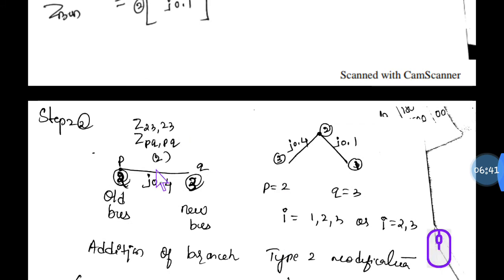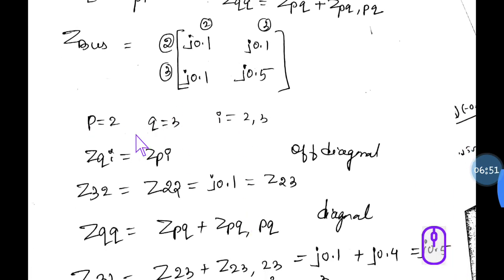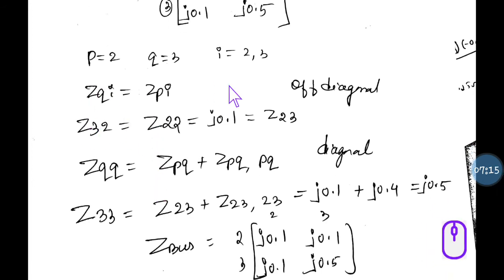As you know here, p is equal to 2, q is equal to 3, i is equal to 2 comma 3. So first you find the off-diagonal value; 2 2 is already there. Now find 3. Take the formula Z of Qi is equal to Z of Pi, q is equal to 3 here, and i you take starting from 2, because here we are taking 2 3. So Z of 3 2 is equal to Z of 2 2, and from the previous matrix we got j1, so that itself is Z of 2 3. Whatever we got for 3 2, substitute the same for 2 3.